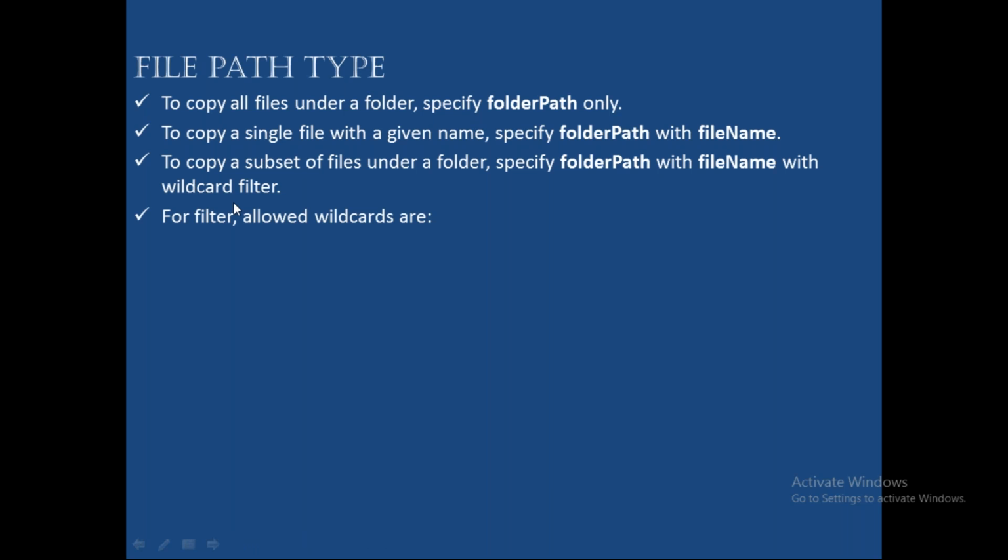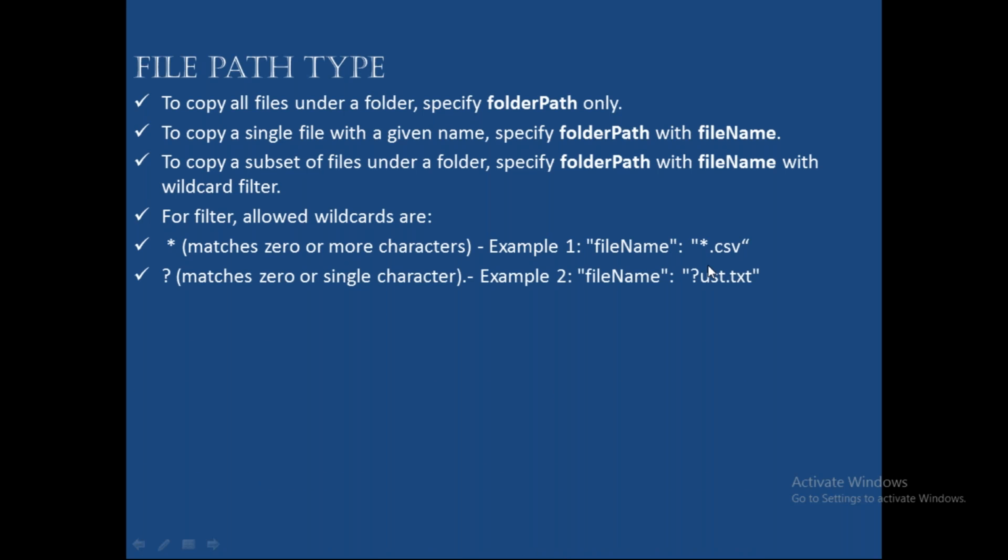For the filter, the payload wildcards are: star matches 0 or more characters. Example, let's say file name star.csv, meaning I don't care about what the file name is. If the file has the extension .csv, all those files I want to pick. Star.csv means all CSV files, and star.json means all JSON files.